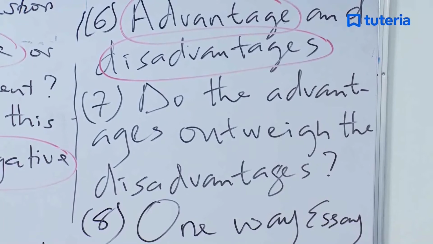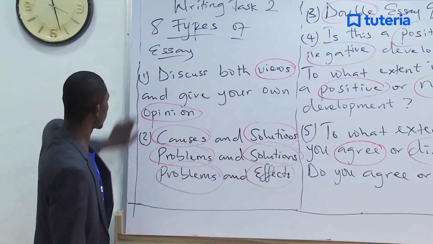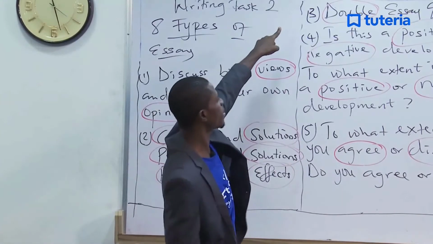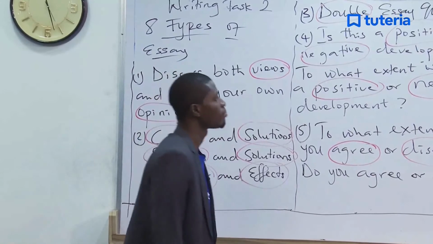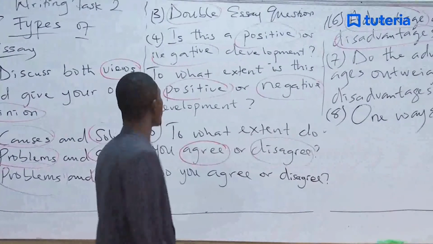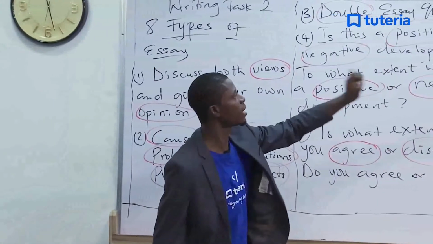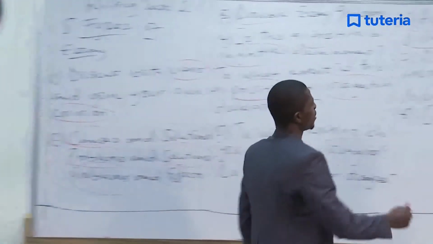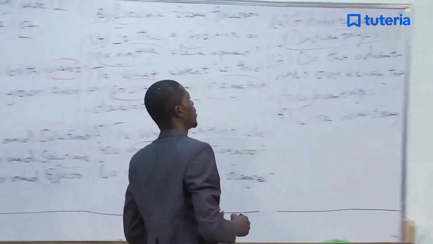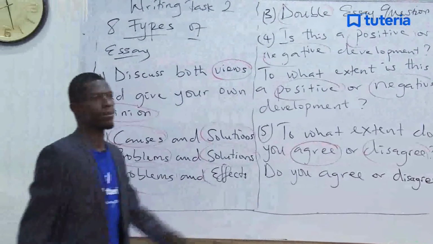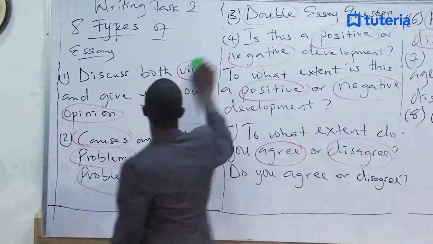One-way essay. We're going to look at all these types of essay, but it's not going to be today. Out of the 8, we do 4 today. So we are looking at discuss both views, causes and solutions, double essay questions, and advantages and disadvantages. Okay? Are we good? So let's get started with the structure.